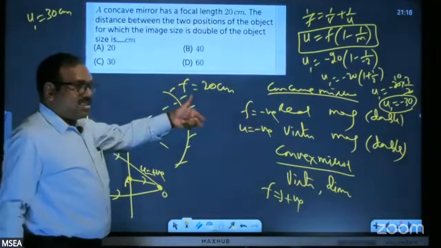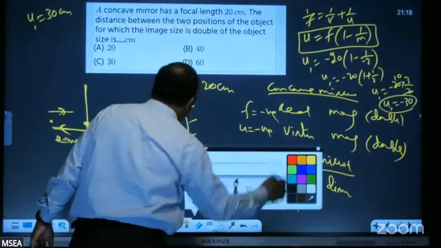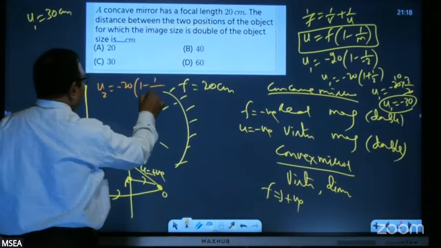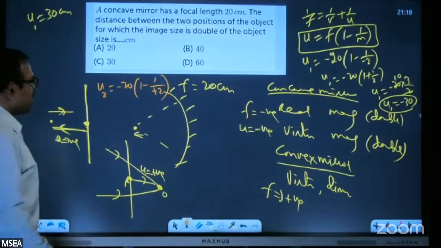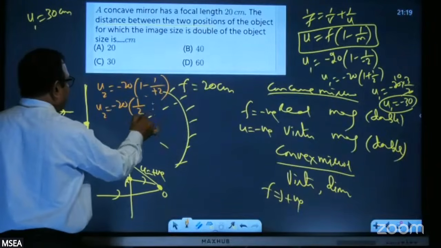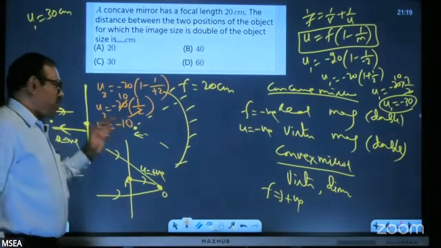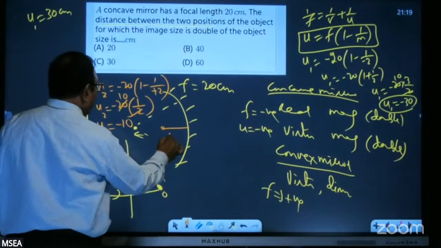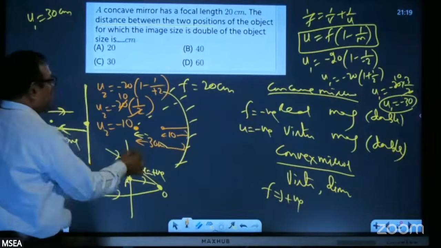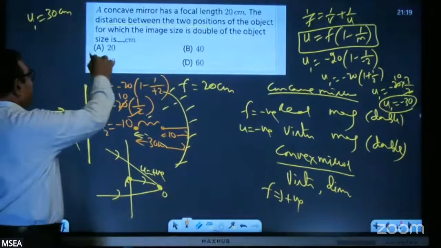Then it may give a virtual image also, double the size of the object. Now u2 is equal to minus 20 into (1 minus 1 by m). This is the virtual image, so magnification is plus 2. Then u2 is equal to minus 20 into (1 minus 1 by 2), which becomes 1 by 2, so u2 is equal to minus 10. This also forms in front of the mirror. One position is at 10 centimeters, and another is at 30 centimeters. The distance between the two object positions is 30 minus 10, which is 20 centimeters. That is the answer.